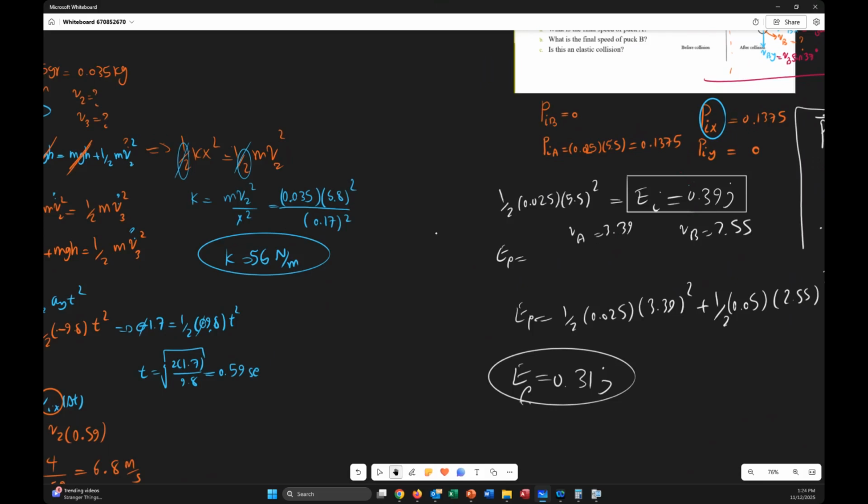Energy is lost. If it was almost 0.39, we would say energy is conserved, not saved. Let's say the number I got was 0.389. Would that be close enough? Yes. But here there is a big difference: that one is almost 0.4, and this is 0.3, almost 0.1 joule difference. Good.